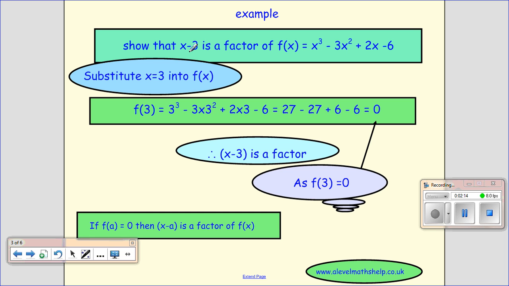If we had x plus 3 here, we would have to substitute x equals minus 3. So we take our x equals 3, and then every time we see x, we put 3. So we have 3 cubed minus 3 times x squared plus 2 times 3 minus 6. We put that all in, work it out, and then we get 0. Now, if we get 0 there, so f of 3, because that's what we put in, equals 0, we can say that x minus 3 is a factor of our polynomial. And that's what we wanted to show.